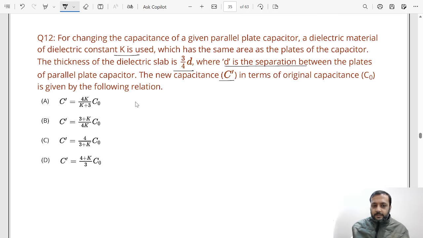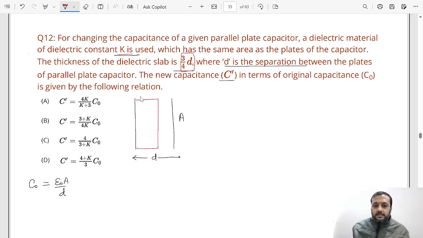Now see what is happening. Let us say this is a capacitor, and the distance between the plates is d. The plate area is A, so C naught can be written as epsilon naught A by d. All right, now look what we have done. We have put in a dielectric of constant K whose thickness is 3d by 4. So let us say we have put a dielectric here, and this thickness is 3d by 4, and the dielectric constant is K.